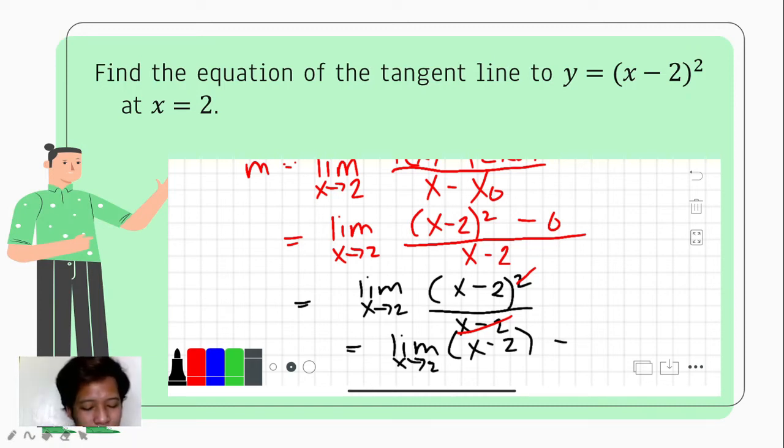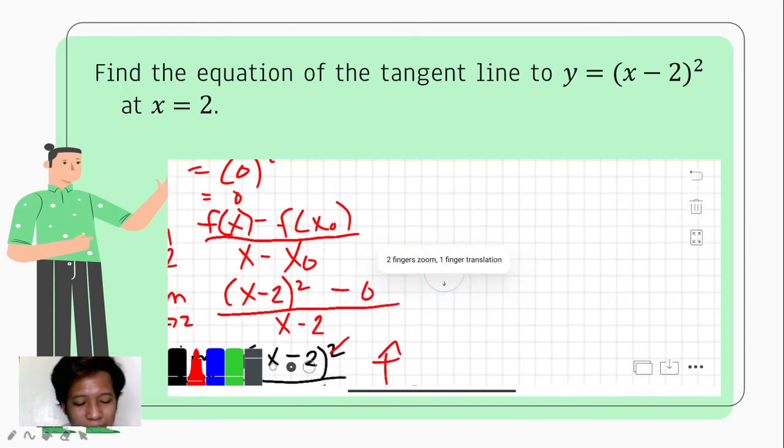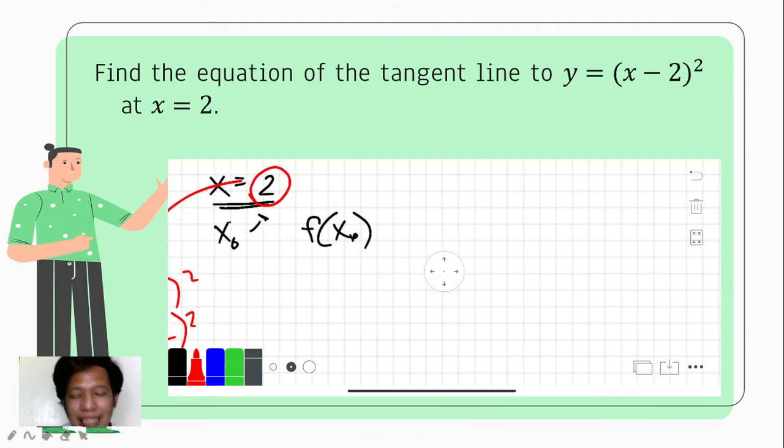Now, getting the limit of x minus 2 as x approaches to 2, that is simply 0. Hence, our slope is 0. Meaning, our tangent line is a horizontal line. Why is it a horizontal line? Because its slope is 0. So, the slope is 0, hence we can now find the equation of our tangent line.